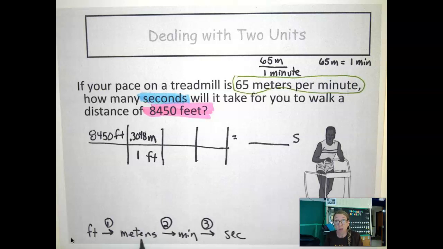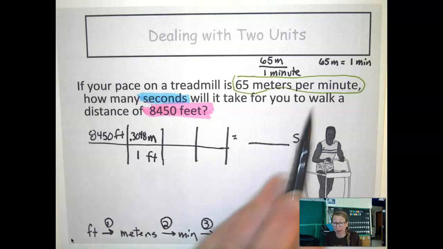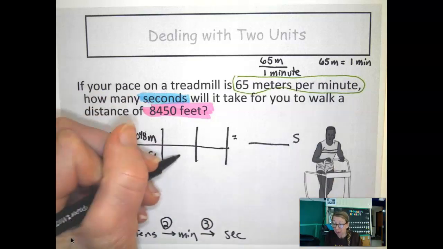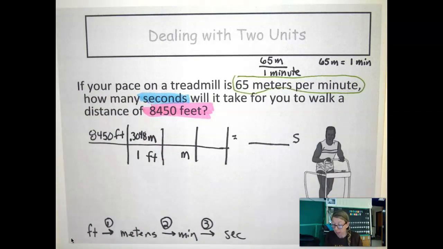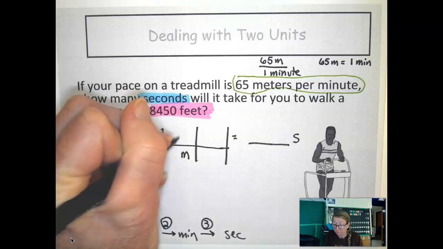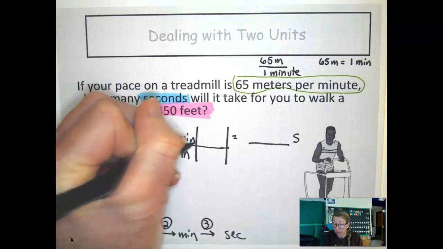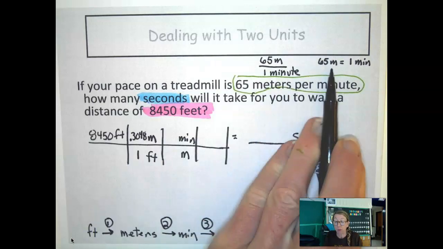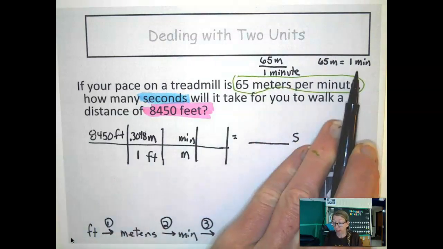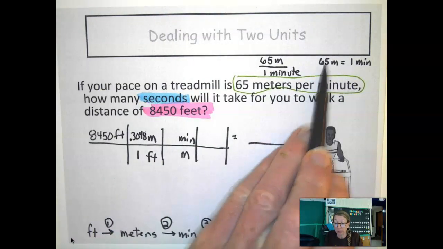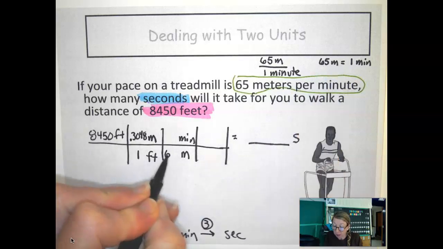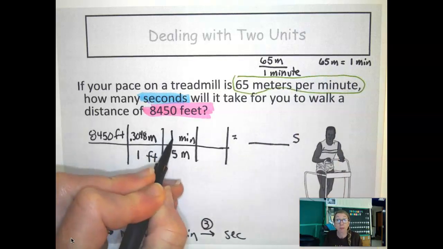And now meters to minutes. This is the easy one because that one is in the problem, embedded. I want to get rid of meters, and I want to go to minutes. And in the problem, it told me 65 meters is 1 minute. So I've got to make sure the 65 is with the meters, and that equals 1 minute.